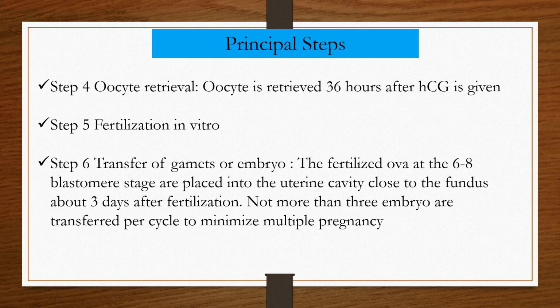Step 6, transfer of gametes or embryo. The fertilized ova at the 6 to 8 blastomere stage are placed into the uterine cavity close to the fundus about 3 days after fertilization. Not more than 3 embryos are transferred per cycle to minimize multiple pregnancy. Step 7, luteal support with progesterone, because we know that the early pregnancy is maintained by the action of progesterone.